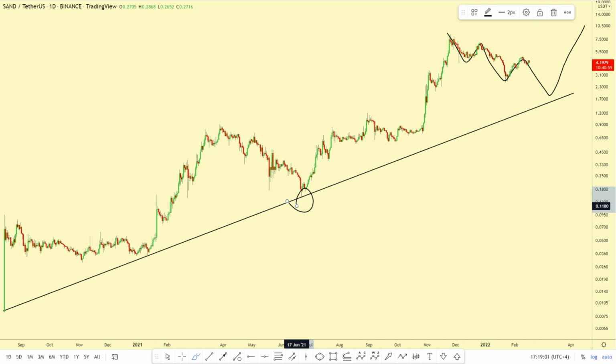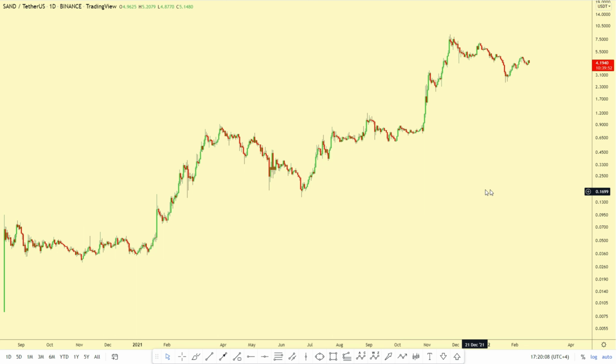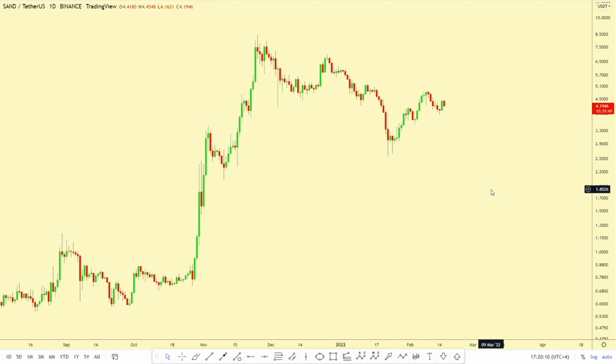Because here also we had 1, 2, 3, 4, and 5 until we touched the trend line, and then we continued up from here. So the bottom line is, if the current structure is going to copy the previous structure, this is the kind of movement that we should be looking at. Now, enough of the bearish scenario, and let's start talking about the bullish scenario.